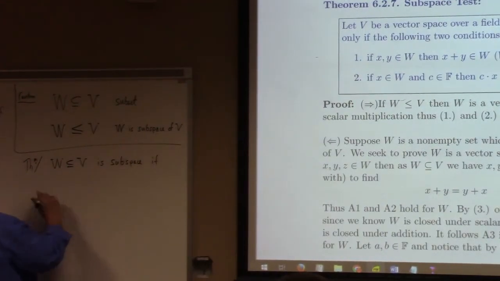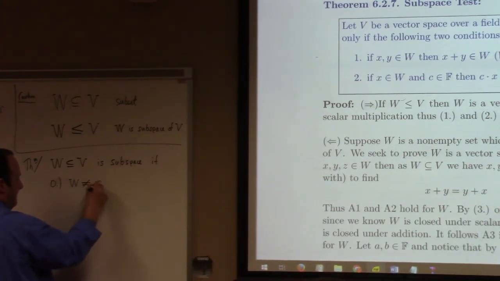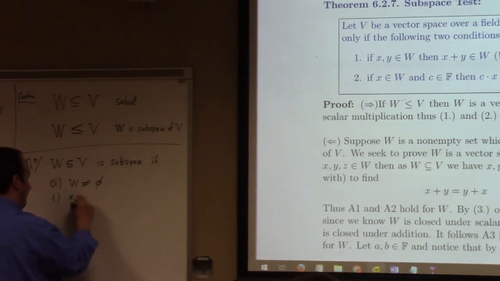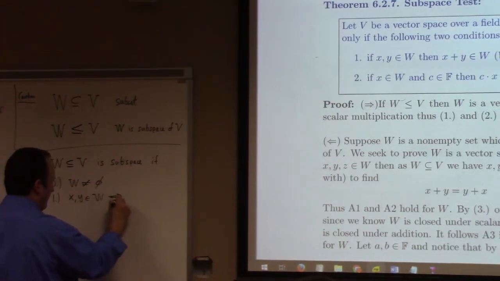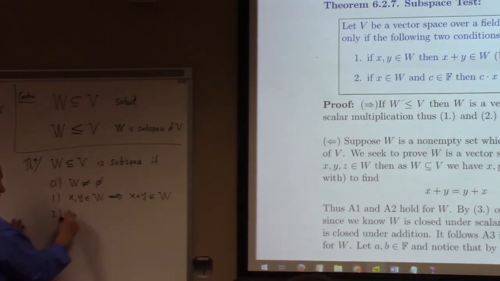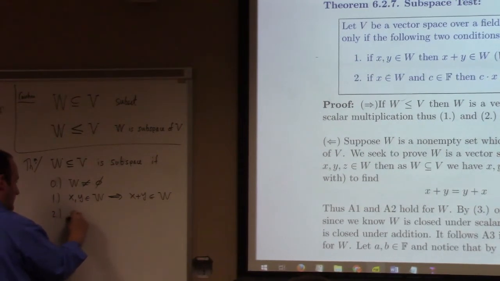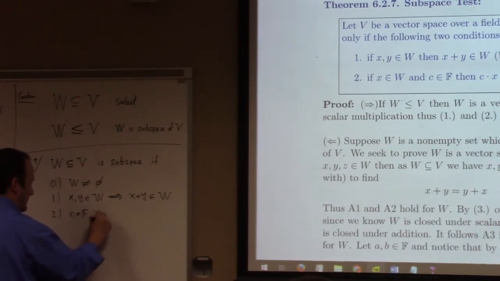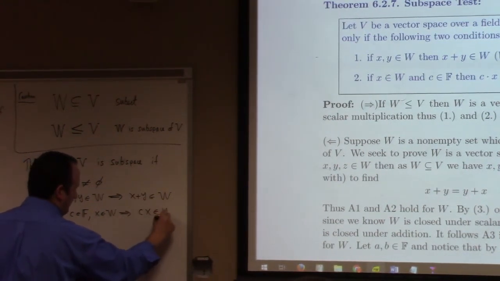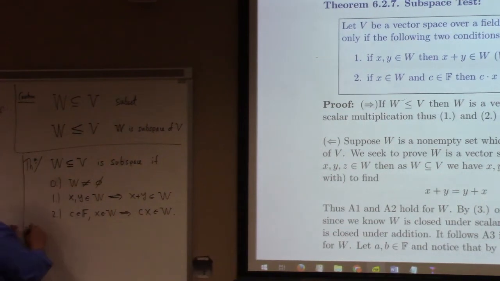So really, if you look at it, number one, well, it's not number one, it's number 0, right? Number 0, W is non-empty. Number 1, it's closed under addition. And number 2, it's closed under scalar multiplication. So C in F and X in W implies Cx is in W. So this is the subspace test theorem.